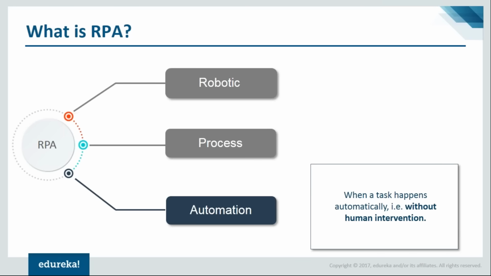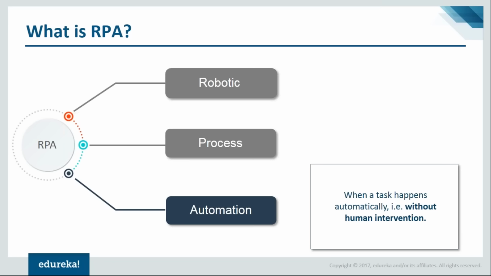Then comes the term automation. Automation basically means when a task happens automatically without human intervention. All right. So whenever a task happens without any human intervention, it becomes automation. Now, if you take the words robotic process automation, it means mimicking human actions to do a process without human intervention. This is the meaning of RPA. This is the definition of RPA.